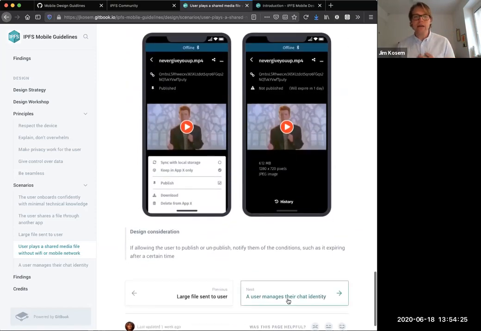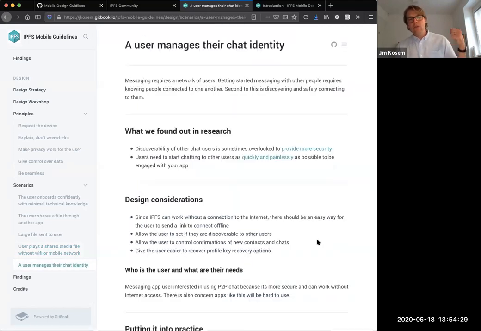And finally, the last scenario is a user manages their chat identity. When we looked at all the apps in the peer-to-peer realm that we found that were released or active in mobile, they were quite distinctly divided between files, meaning largely torrents, and then some sort of chat or community features, i.e. Miniverse, Scuttlebutt, those sort of things.